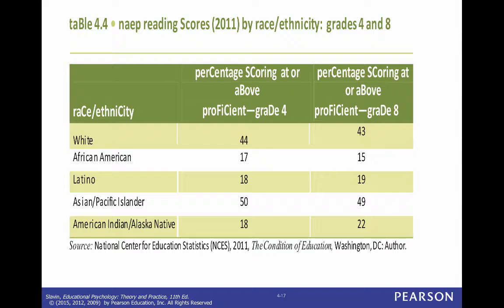So if you were African American, Latino, and or American Indian, only about 18% of you scored at or above proficiency, which means about 80%, or a little over 80%, of you were below grade level or did not score at the proficient level. White children at grade 8 was 43%, African American 15%, so there was a slight drop in both of those. Latino 19, a little bit of a rise. Asian Pacific Islander, slight drop again, 49. American Indian actually went up from 18 to 22.